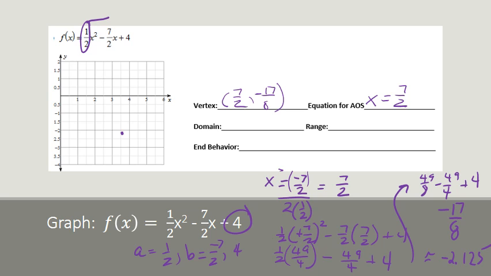My A is 1/2, so instead of going over 1 and up 1, I'm going to go over 1 and up a half. We're going to multiply what we go up by each time by a half. So just a little bit less than that on each side. Instead of going over 2 and up 4, we're going to go over 2 and up 2. So just a little bit less there. And then we're going to graph.